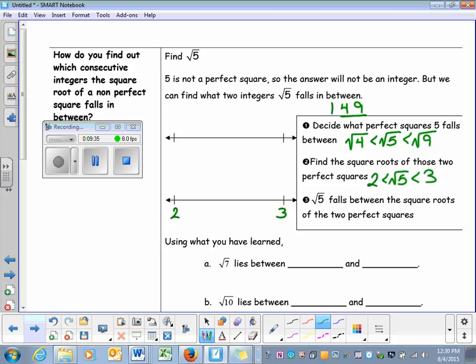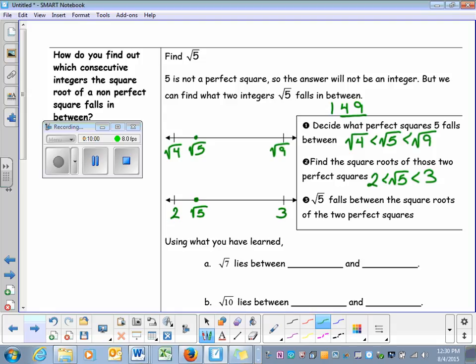Okay, and the square root of 5, is 5 closer to 4 or closer to 9? And 5 is definitely closer to 4, so I'm going to put the square root of 5 closer to the square root of 4. Another way to look at this, square root of 4, square root of 5, square root of 9.